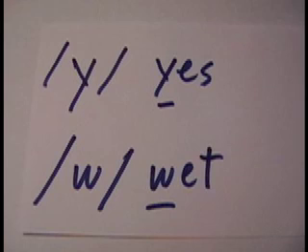And then we have our glides. We have the y glide, which is an alveolar palatal glide, like in yes. And then we have the velar glide, w, like in wet. And as I said before, these glides are sometimes called semivowels. Okay, very good.